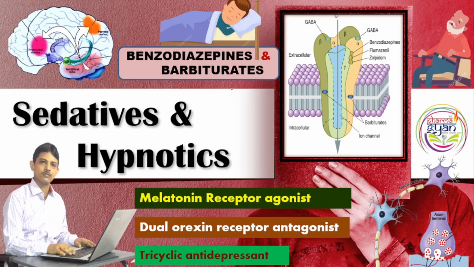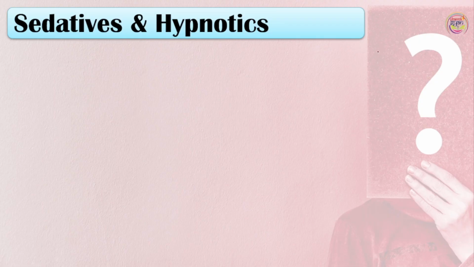Today we are going to focus on sedative and hypnotics. In sedative and hypnotics, we are also going to focus on the mechanism of action of benzodiazepine, barbiturate, melatonin receptor agonist, dual orexin receptor antagonist, tricyclic antidepressant agent. Now coming to the sedative and hypnotics, it is an important category of the drug used worldwide for the treatment of different sleep-related disorders and other CNS disorders.